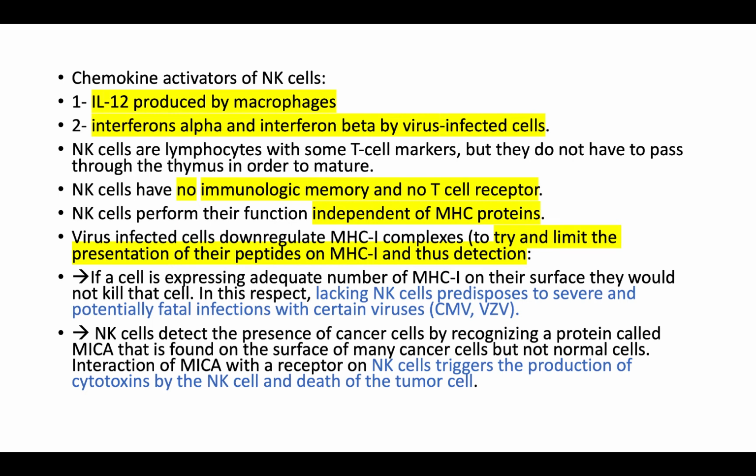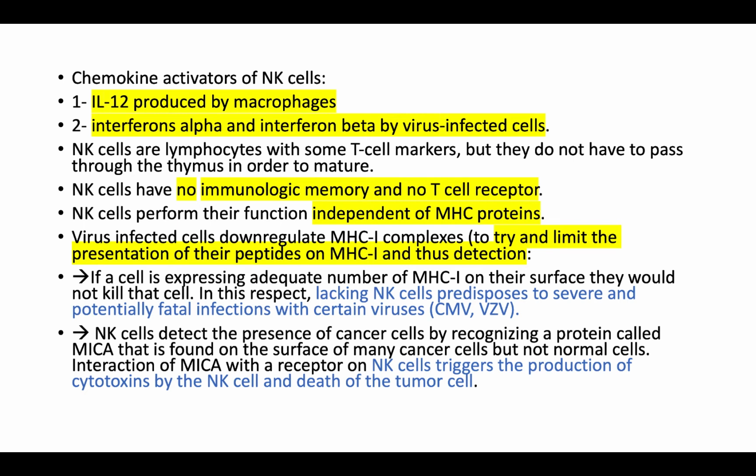So they have no immunologic memory and no T cell receptor. They are independent of MHC protein, okay. And then this is, we know, downregulation of MHC1 and reduced detection by other cells. So let's see, for example, lacking NK cells predisposes to severe and potentially fatal infection. If a cell is expressing an adequate number of MHC1 on its surface, they would not kill the cell. So this way you would need a CD8 cell to do the job.